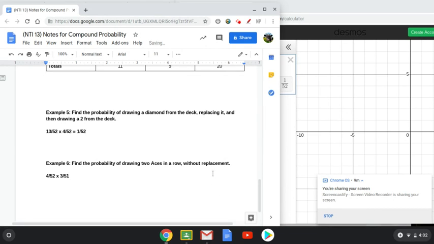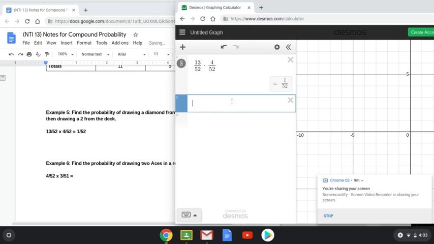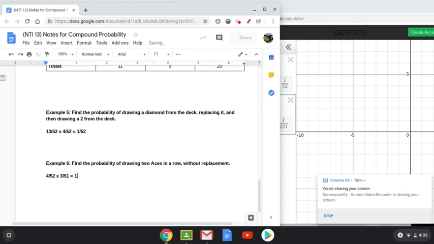So notice how this is different from example 5. Example 5 says when I pulled that first card out, I put it right back, so there were still 52 cards in the deck. Example 6 says I don't do that. It's just like in a card game. When I draw an ace out, I want to keep it. So now there's only 51 cards in the deck, and there's only 3 aces left. So I go over to Desmos. I say, what is 4 over 52 times 3 over 51? And as a fraction, that is 1 over 221.